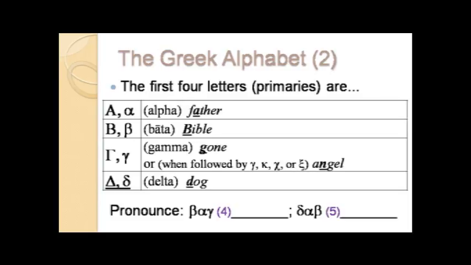Alright, so now we've learned a few of the letters. Now let's sound out some words. These words are not Greek words, and frankly they're not even good English words, but it's still nice to get a little bit of practice in. The first word that we have down at the bottom is a three-letter word, and the letters are beta, alpha, and gamma.